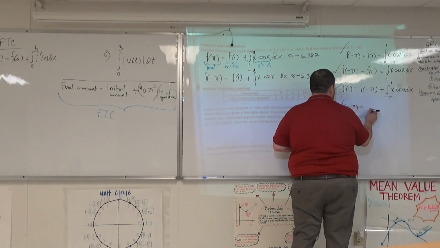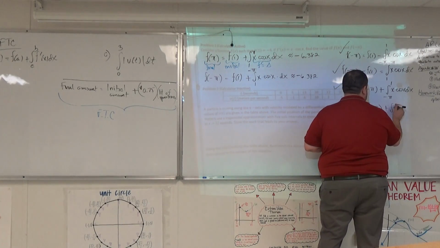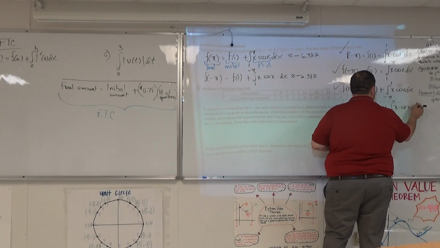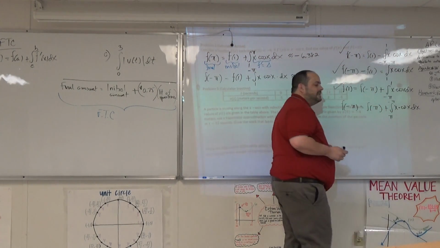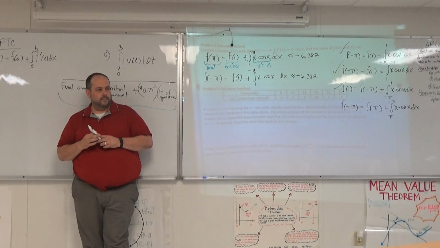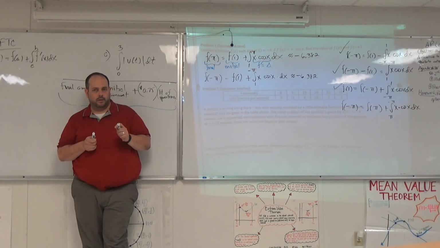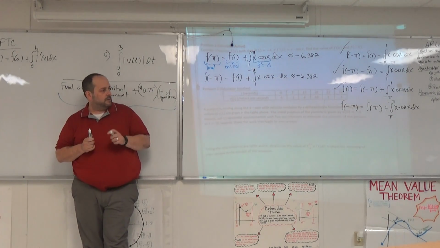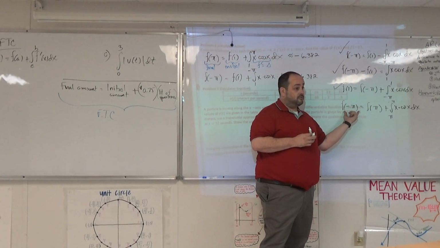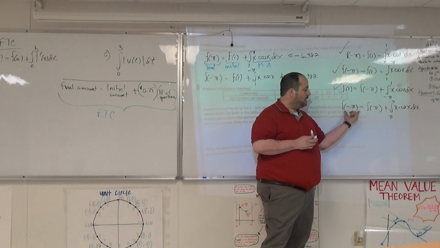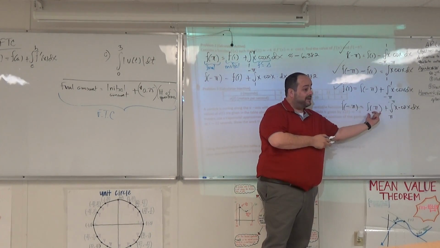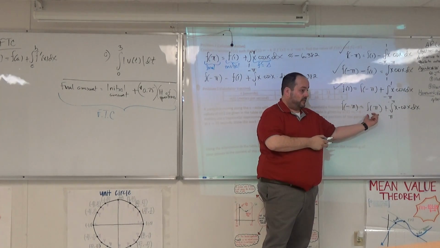f of negative pi equals f of pi plus the integral from pi to negative pi of x cosine of x dx. Does that work? Yes. Aaron, why does that work? Because you still have the final amount on the left side. The value that I'm trying to figure out is f of negative pi. And you have your initial amount, which is f of pi, plus your rate of change. Because of the work that I did before, we know what f of pi is. I could use that as my starting value.